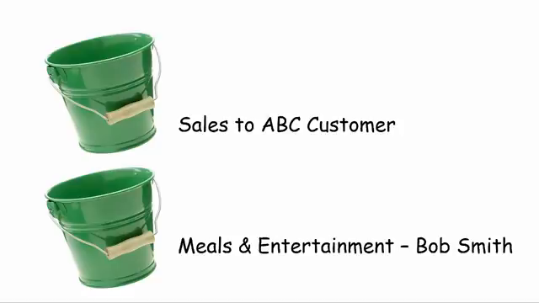The income statement typically has an incredible number of general ledger accounts set up in the chart of accounts. Remember that an account is like a bucket. It accumulates transactions for everything from sales to specific customers to meals and entertainment expenses for specific employees.